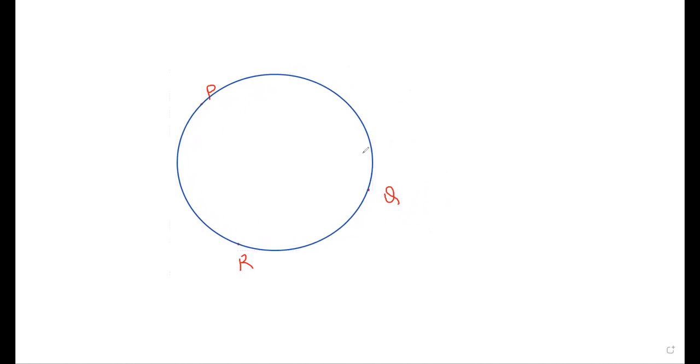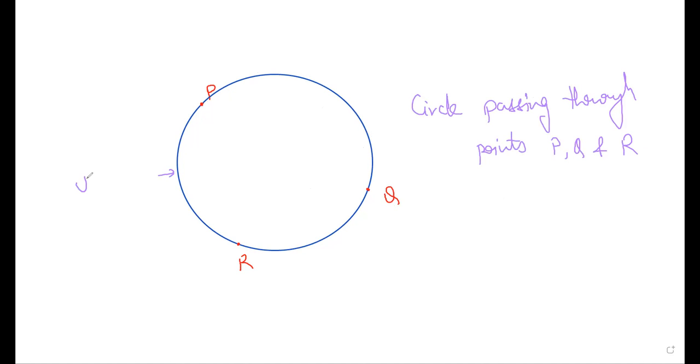See, this circle which you have is passing through 3 points P, Q, R. And remember, students, this circle I will call the circle passing through points P, Q, and R. Now remember, students, that this circle which you got is a unique circle.